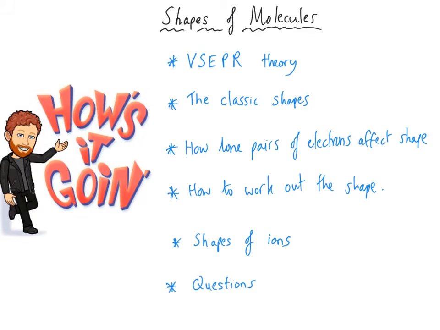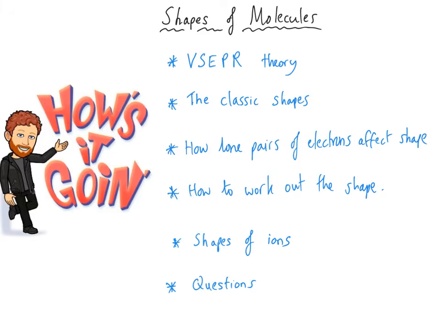Hello everybody and welcome to this A-level chemistry video about shapes of molecules. In this video we will look at valence shell electron pair repulsion theory. We'll look at the classic shapes that you need to be able to remember for A-level chemistry, and we will look at bond angles and the names of these shapes.